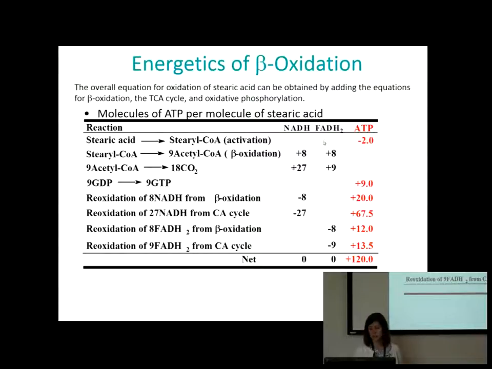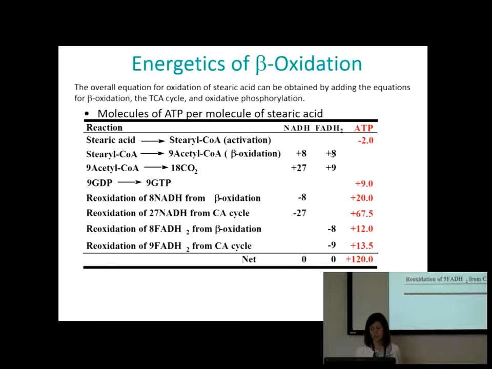Now what we're going to do is turn these in. For every NADH, we're going to get 2.5 ATPs. So the 8 from the beta oxidation gives me 20. 2.5 times 8 is 20. The 27 is going to also give me 2.5 each. So 27 times 2.5 is 67.5.